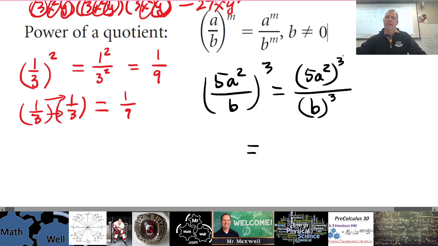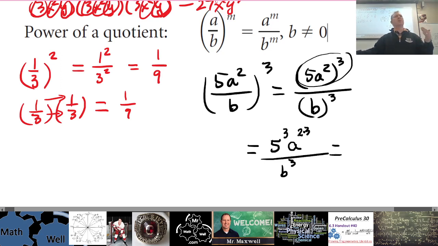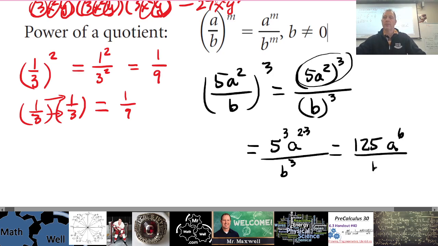Further, this we know works like this. This is 5 cubed a to the 2 times 3 over b cubed. Finally, 5 cubed is what? 5 times 5 is 25. 25 times 5 is 125. Good. A to the 6 over b cubed.